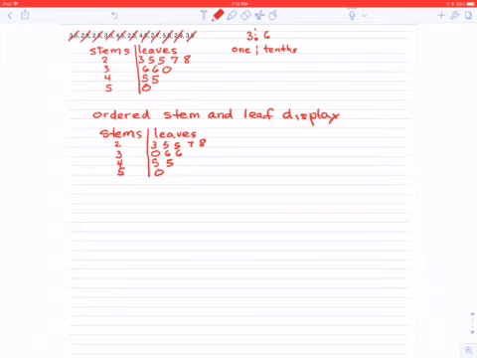So stem 2, leaf 3 means 2.3. In this case, each leaf is a decimal. So it's okay to repeat a leaf value. So it's okay to have 2.5, 2.5. And 5.0 has a leaf of 0.